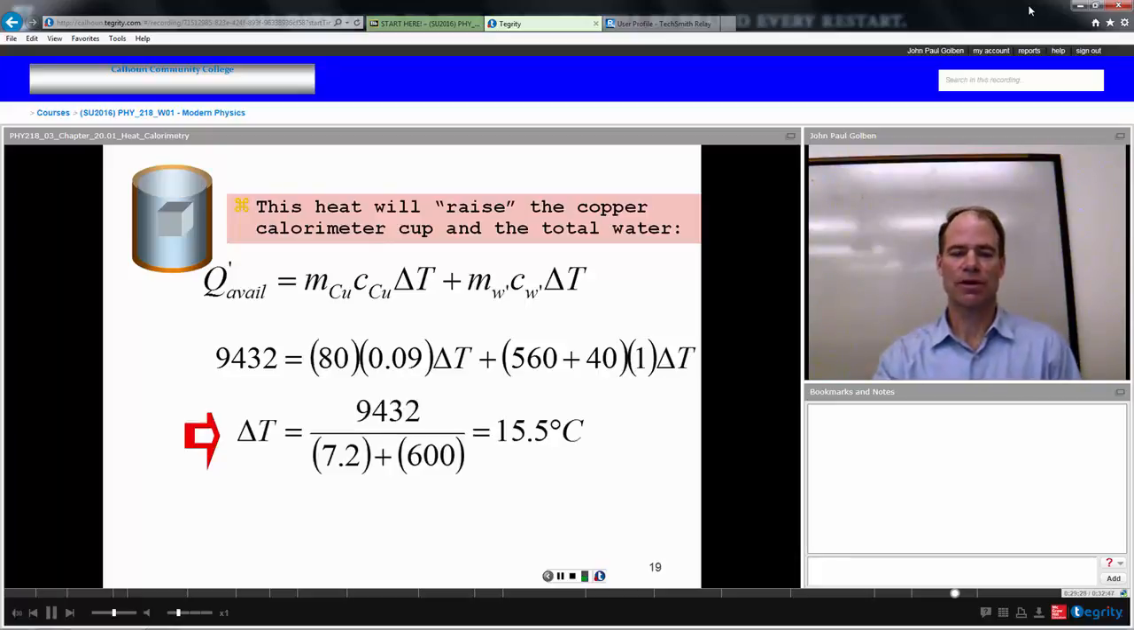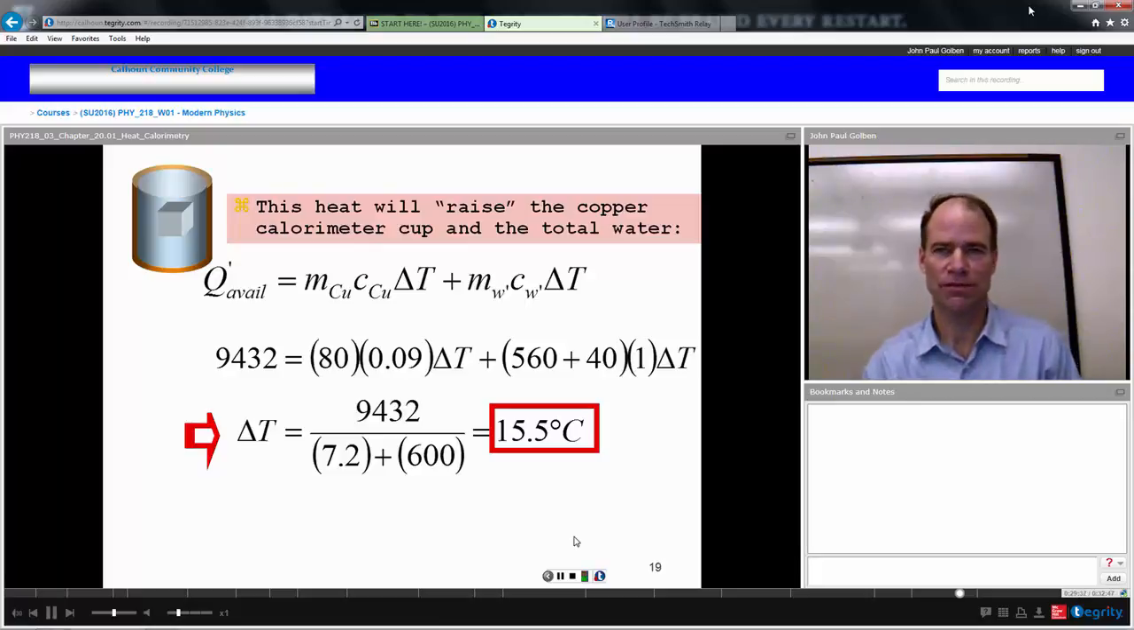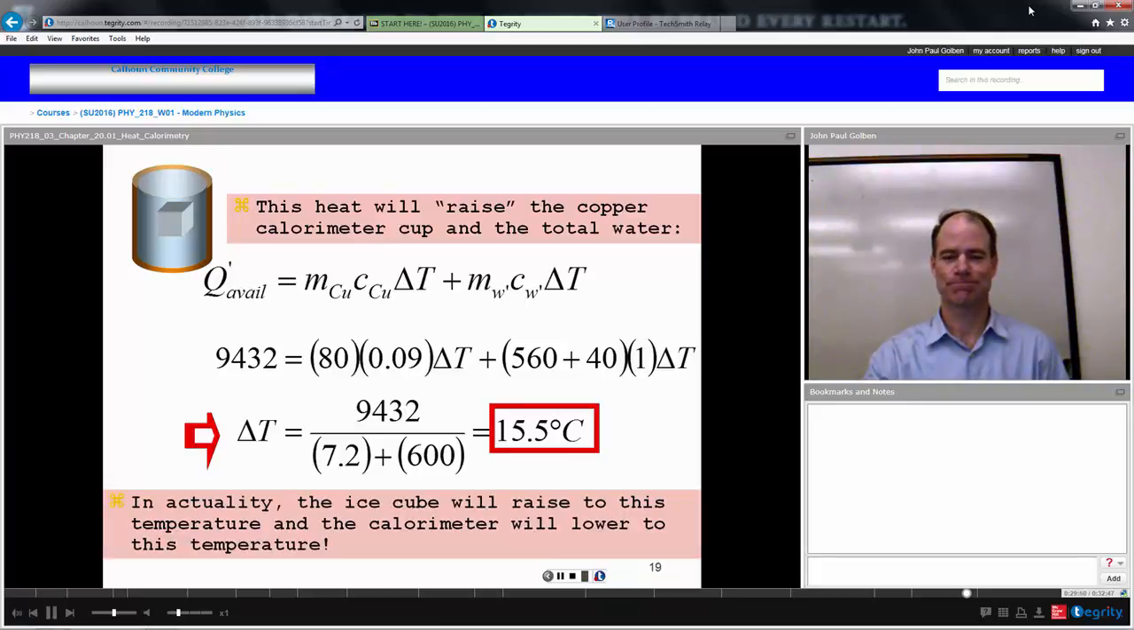Delta T will equal 9,432 divided by 7.2 plus 600. We're going to have a final change in temperature of 15.5 degrees Celsius. And since this is our final temperature minus 0, that will indeed be our final temperature, 15.5 degrees Celsius. So in actuality, the ice cube will heat up to this point, and the calorimeter with the copper and the water will cool down to this point. And that will be the final equilibrium temperature of everything, 15.5 degrees Celsius.